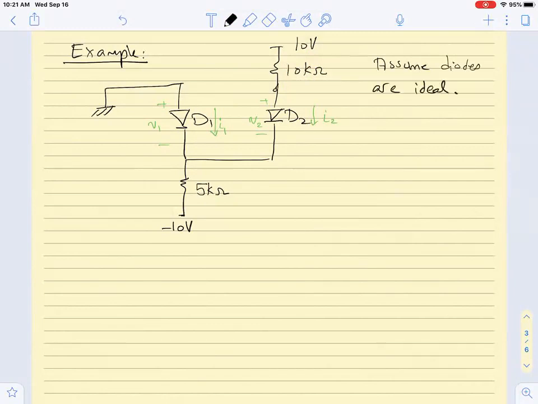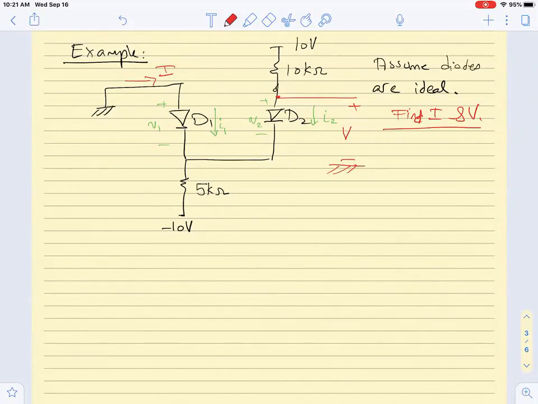Meaning either open or short circuit, and they are asking us to find two quantities that they label here: the current I and the voltage V between this node and the ground. Okay, so they are asking us to find I and V.